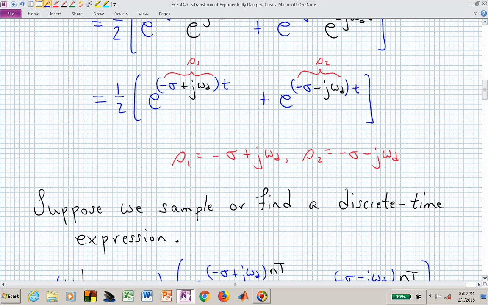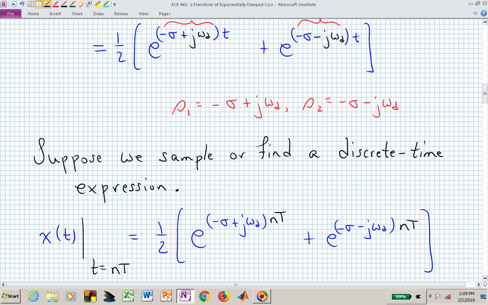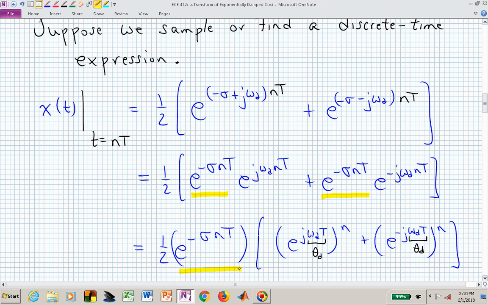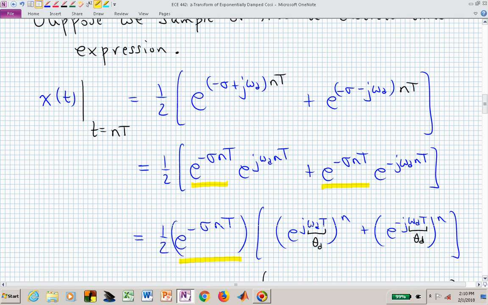Let's now sample this, or replace little t, chopping up the time axis in intervals of one sample period equaling capital T. If we replace little t with little n capital T in this expression for the continuous time waveform, pushing that nT through both pieces in the exponent, and now factoring that single exponential term into the product of two exponentials, which is possible because we can combine or work with exponential factors, we now have a common piece that we can factor out. We factor that common piece out, and in the rightmost square bracket we now have e to the j omega sub d T raised to the n.